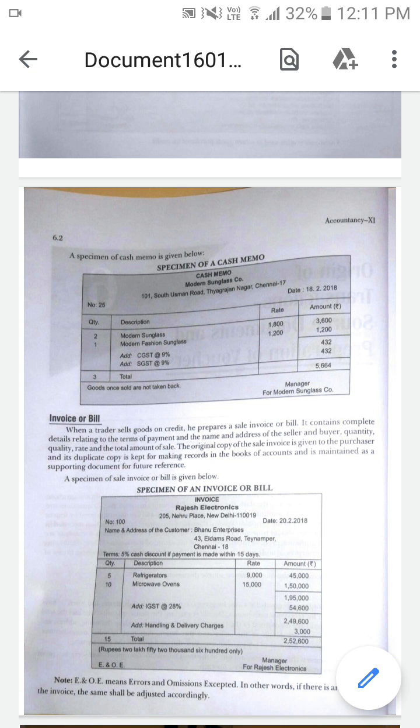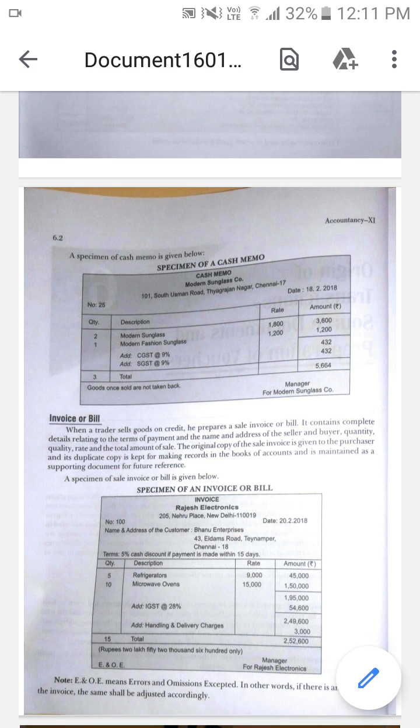See that invoice, that is the name of the company, address, invoice number 100, date, name and address of the customer, that is the purchaser, and terms, that is what are the terms. 5% cash discount if payment is made within the 15 days. It is the terms and conditions. Okay, so what is the cash discount? 5% only if the payment is made within 15 days. And quantity, descriptions. What is the item? Name of the items, quantity, rate per item, and the total amount.